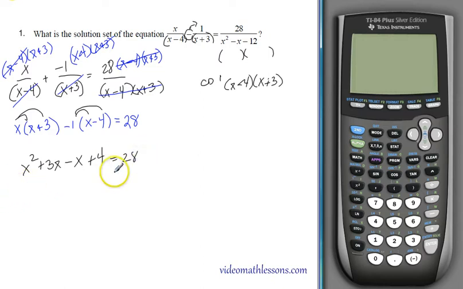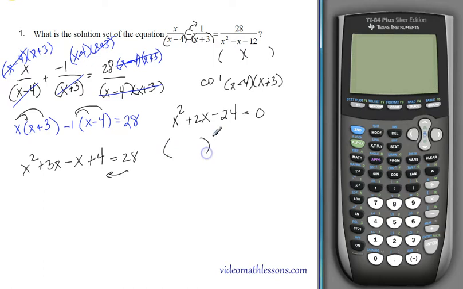So let's clean this up here. And we'll move this 28 over. Subtract 28 from both sides. So we have x squared plus 2x, since 3x minus x is 2x. Move this over, we get minus 24 equals 0.